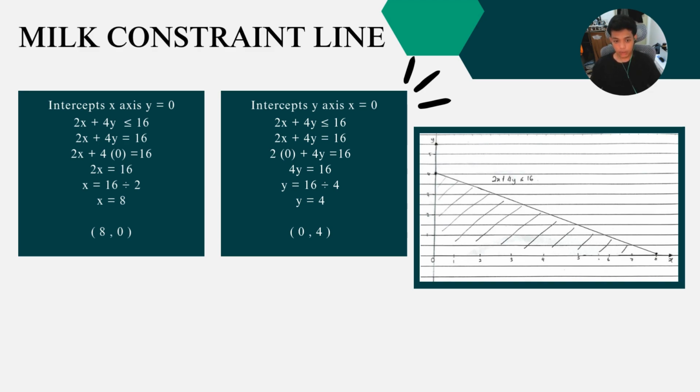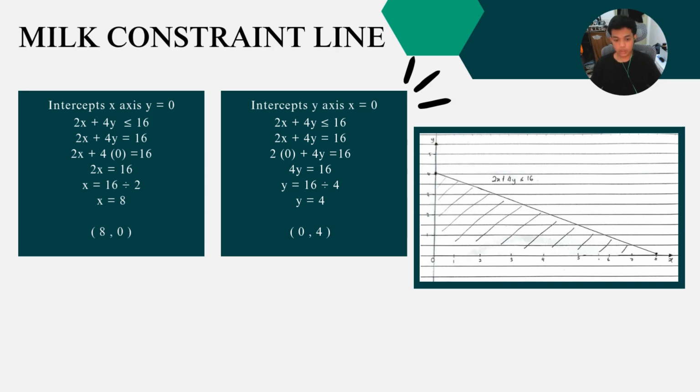In linear programming, we often deal with constraints that are written in the form of linear inequalities. For example, we are given a constraint that 2x plus 4y is less than or equal to 16. To graph this constraint, we first need to convert it into an equation for the boundary line, 2x plus 4y equals 16. Then we find the intercepts so we can draw the line on the graph.